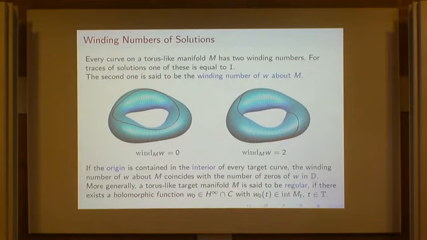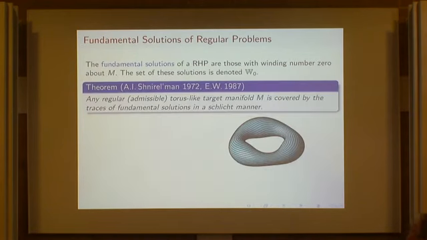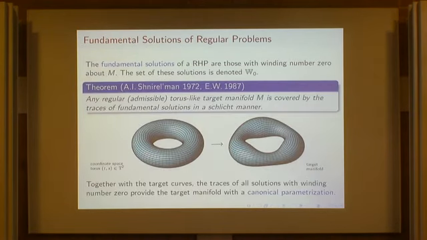We call this target manifold regular if there exists a holomorphic function, bounded and continuous on the closed disk, which takes values at t which are in the interior of this target curve M_t. This is just a matter of shifting functions. And this is the main result. For all admissible torus-like regular target manifolds, we get this nice holomorphic parametrization of the target manifold.